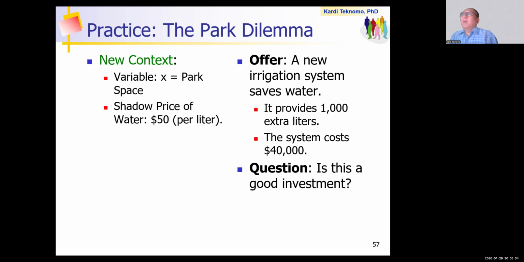So let's practice another problem. This is called the path dilemma problem. You have only one variable here with this path space, and we give you the shadow price of the water, which is $50 per liter. Then there is a new offer to you to have a new irrigation system that saves water. The new offer will provide you 1,000 extra liters, but the system costs 40,000. The question is, shall we take this offer or not?